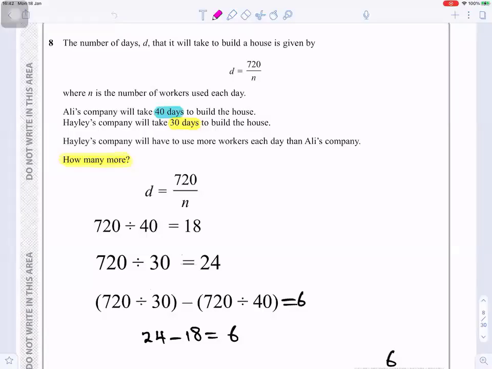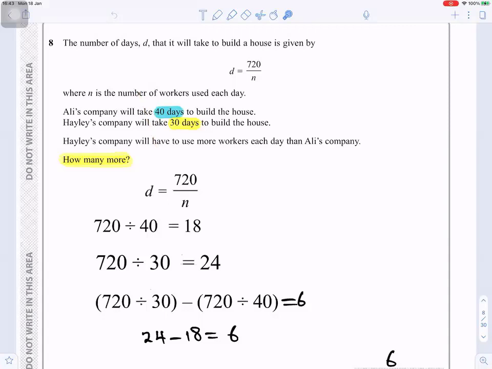The number of days, D, that it will take to build a house is given by D equals 720 divided by N, where N is the number of workers used each day. Ali's company will take 40 days to build a house. Haley's company will take 30 days to build a house. Haley's company will have to use more workers each day than Ali's company. How many more? So the first thing is we write down the formula. Number of days is 720 divided by N, where N is the number of workers.